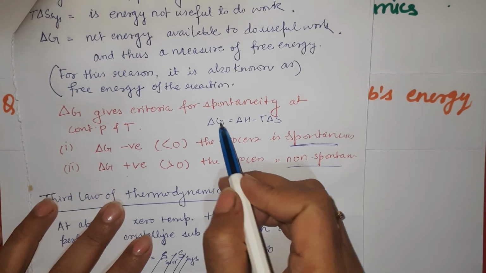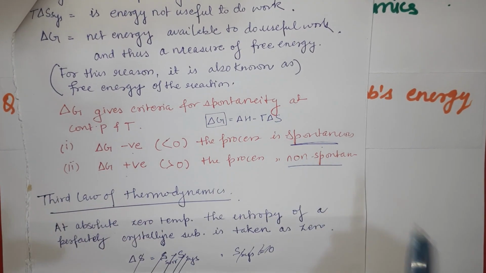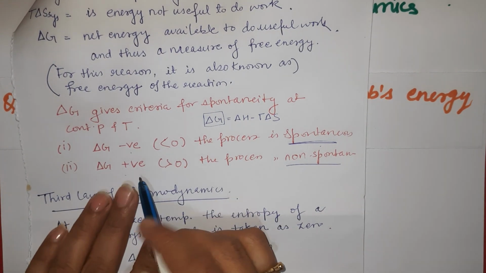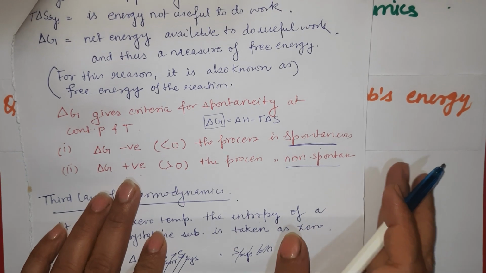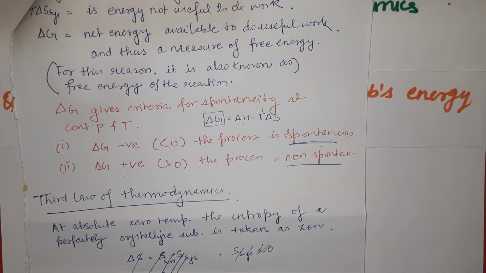So if the value we get here is negative, then this reaction is spontaneous and will occur by its own, and if the delta G is positive, the reaction is non-spontaneous. One table is given in the decreased temperature. It's very well given, and I have already discussed it in the class also.